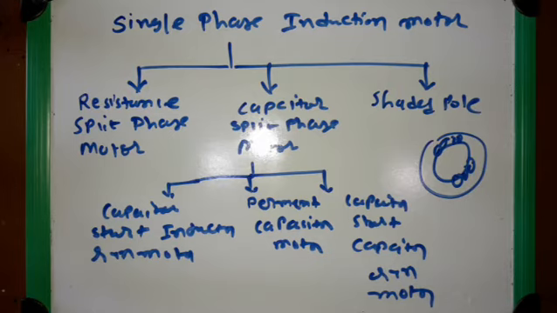At that time the starting winding is electrically disconnected. This type of motor is used in drilling machines, lathe machines, pumps, refrigerators, compressors, air conditioners, etc.